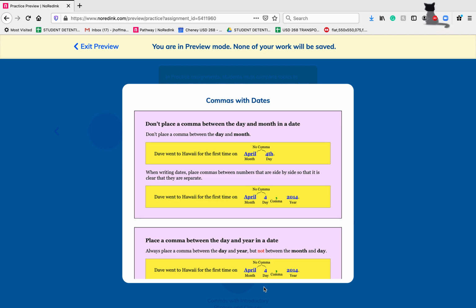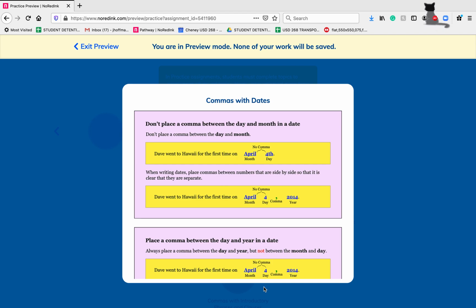Today we're going to be looking just at the commas with dates bubble on NoRedInk. So I've got the lesson pulled up here, so you can always read through this whenever you like on NoRedInk. But I'm going to go through this and then we'll go through a few problems together.